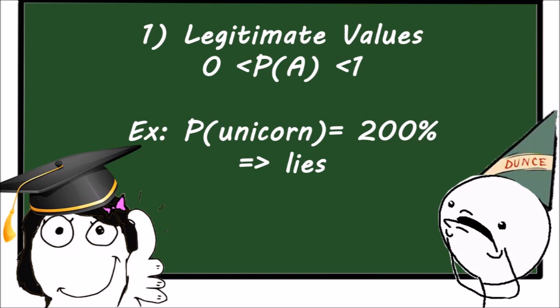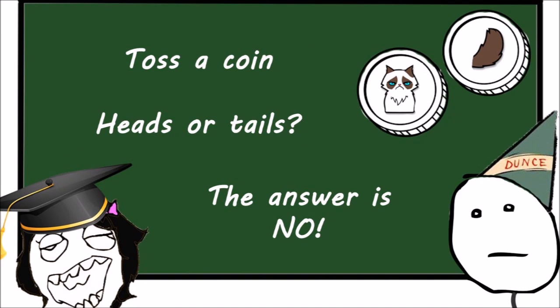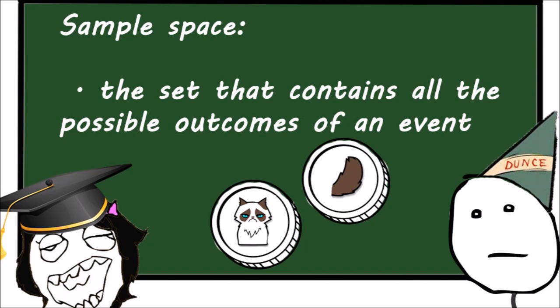Wait. So that also means the probabilities of all possible outcomes of an event have to add up to 1? Exactly. You know how the classic problem of probability is tossing a coin and the results are always head or tail? What if the coin lands on its side? Come on, just follow the problem, okay? Anyway, the total of all possible outcomes is always 1. Prove it! Okay then, I'll use sample space. Huh? Sample space, the set that contains all the possible outcomes of an event.